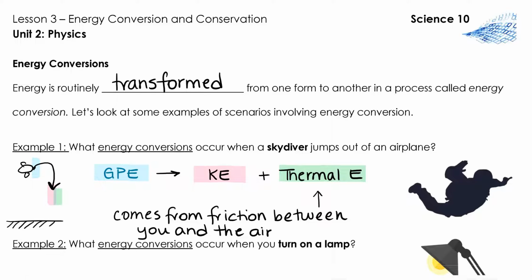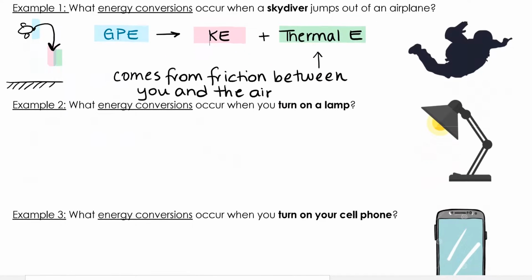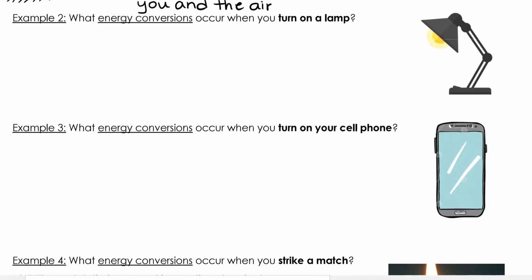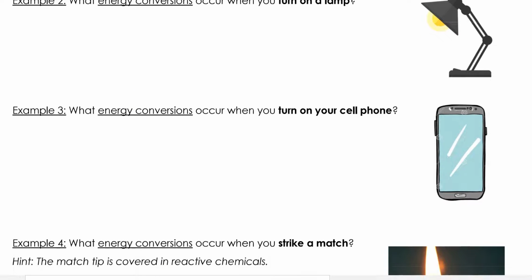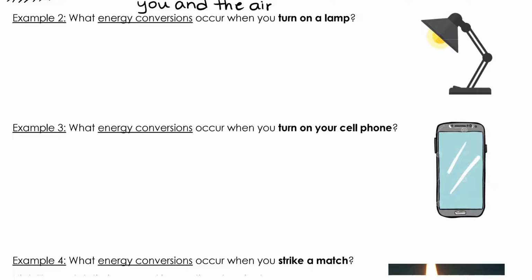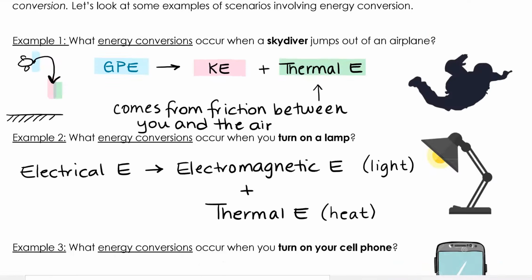Next, please try examples 2, 3, and 4 on your own, clearly identifying each form of energy involved in the conversion. Pause the video here while you do these questions. Okay, let's compare our answers.